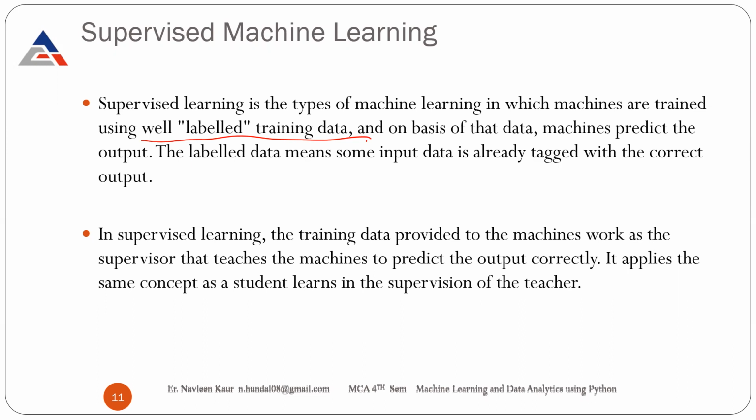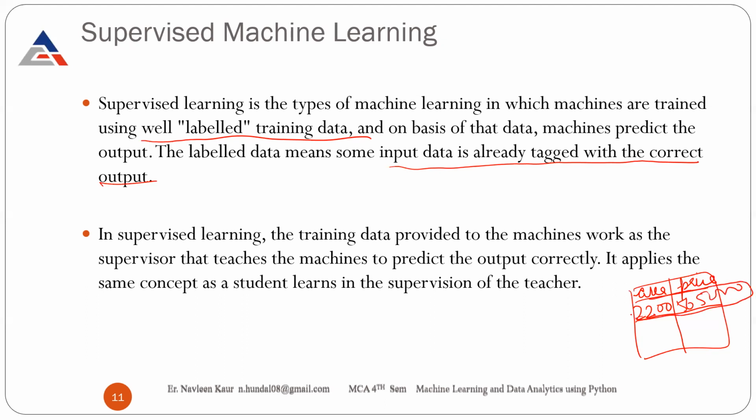By labeled data, what I mean is that some input data is already tagged with the correct output. When you feed the data, first of all there are labels. This is the area of the house, this is the price of the house. If I'm giving the area 2200 square foot, whatever the area is measured in, and the price is 5,000, then this particular pair of values that I am feeding to your machine is 100% accurate: if there is a house of this area, then its value is this. The output is correct with respect to the input.